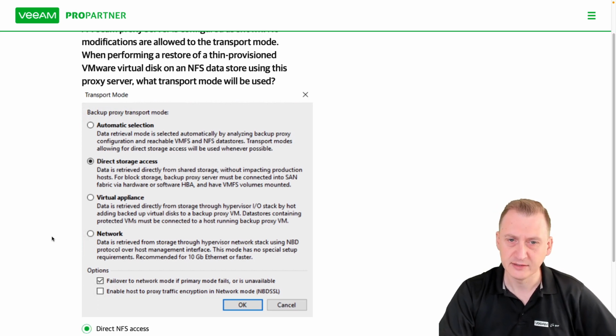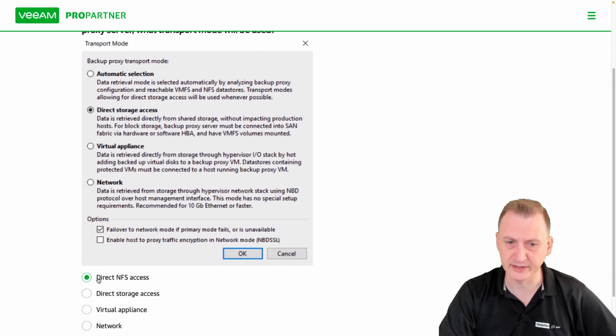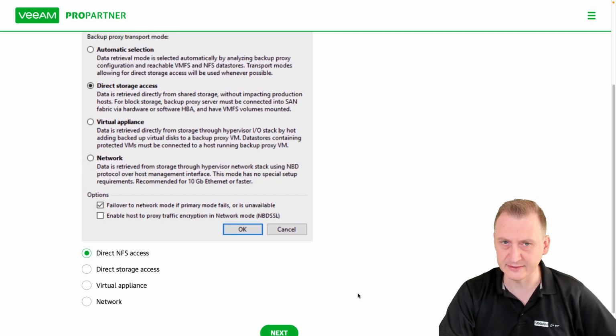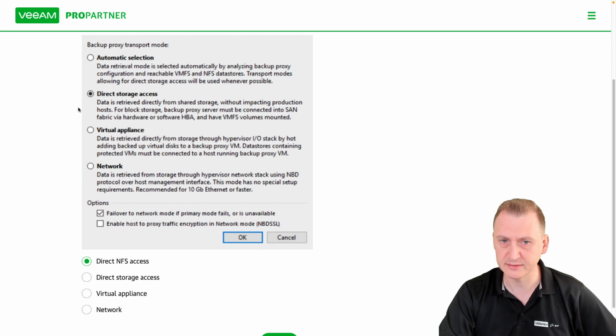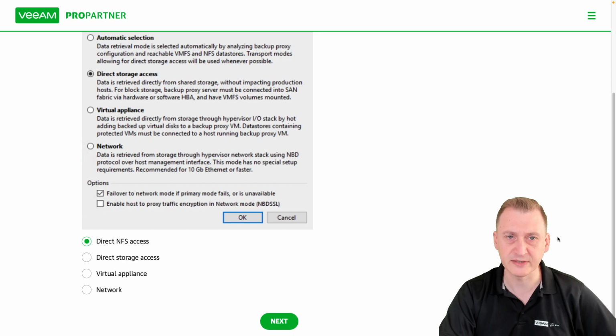But I think what I would select is direct NFS access here. That seems to be what I would prefer, but this is honestly not a fantastic question here, to be completely frank.